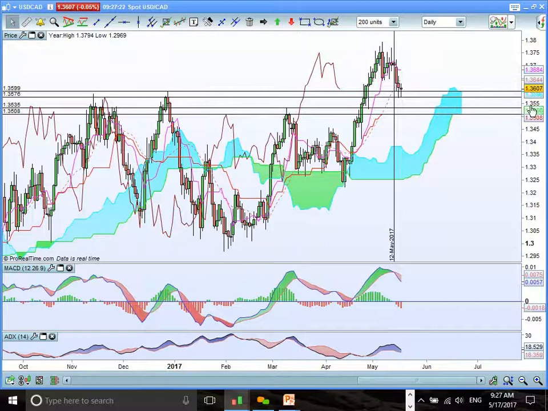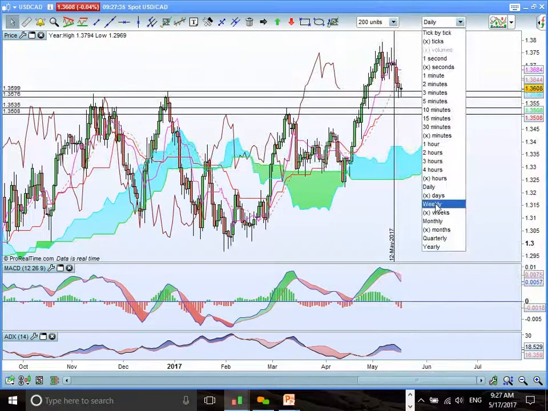Okay, we can see 135.32, this area here. So there's a cluster of support lines in and around the top end of the cloud here, so we could see support come in there. MACD sell remains valid, and we're going to look at the weekly.